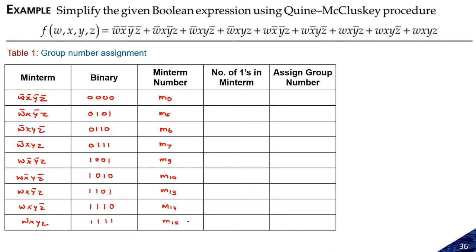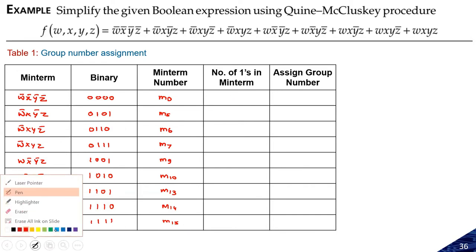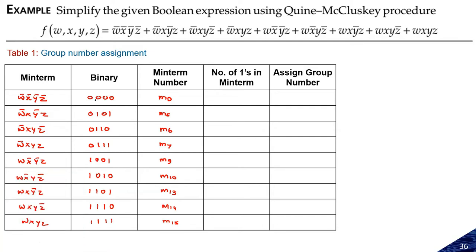Now let us talk about the groupings, the number of ones in each minterm. Let me change the color so that you will be able to understand properly. The number of ones in the first one is 0. The number of ones in the others is 2, 2, 3, 2, 2, 3, 3, and 4. Based on the number of ones, I need to assign the group numbers. We need to start from the lowest number of ones, so with zero ones I will assign group one.